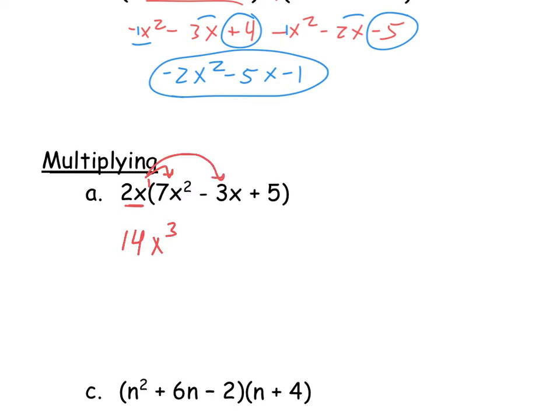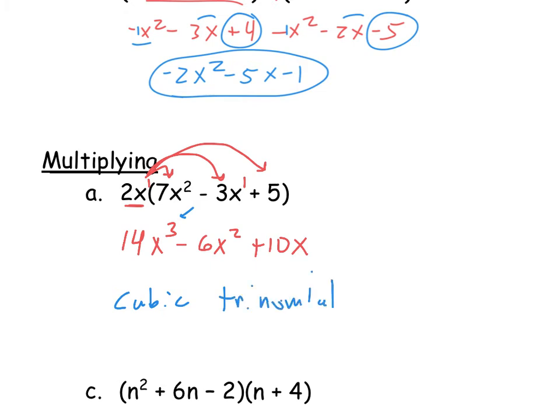Then the 2x times the -3x, well, that's going to be, first of all, -6. 2 times -3. And x to the first times x to the first, you add those exponents, that's x squared. Finally, 2x times 5. 2 times 5 is 10. And there's an x there. And that's it. If I asked you to name this, the degree is 3, so this would be a cubic. And there's 3 terms, so it'd be a trinomial.